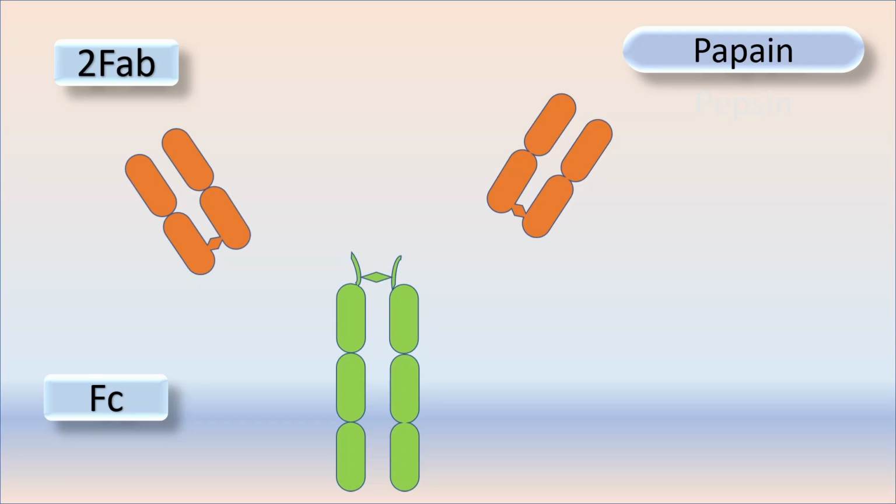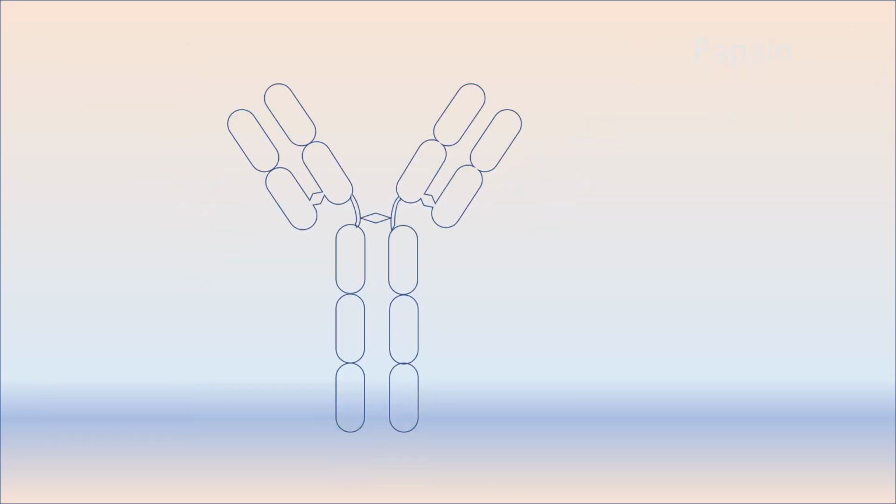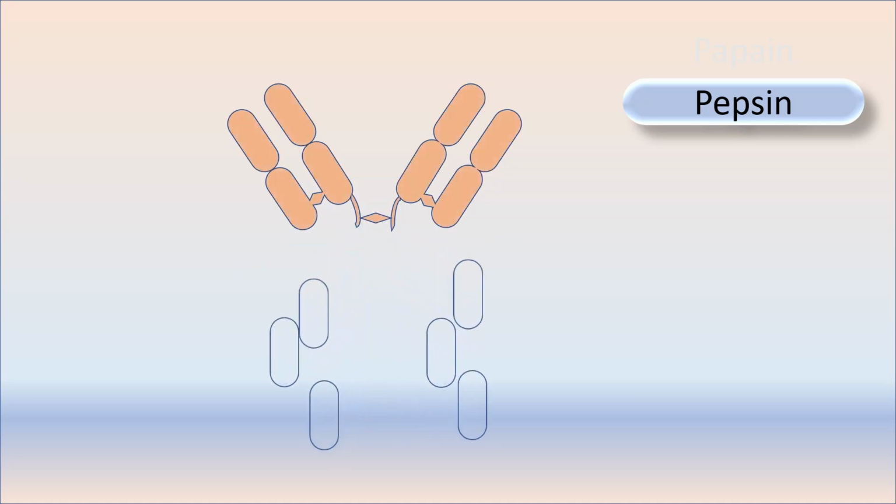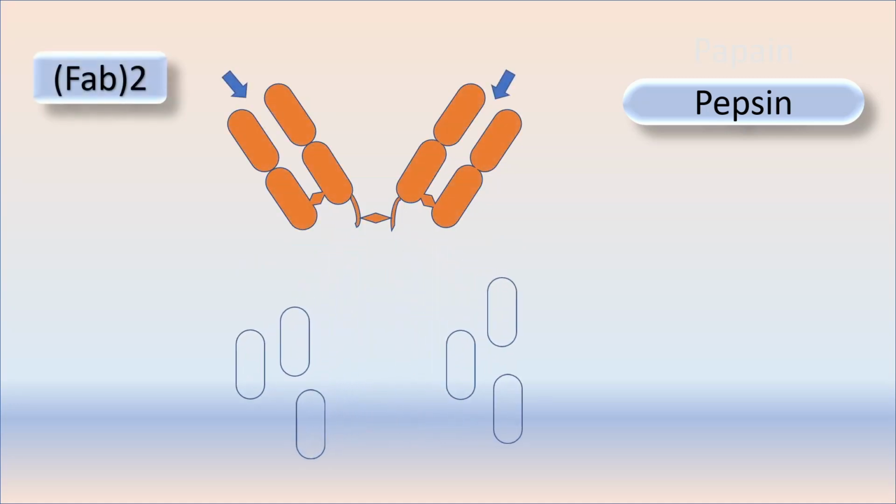But if it is treated with pepsin, it will break it after the hinge region, and the Fc part will be degraded, and it will be left with connected Fab regions. It's not going to have immunological function, but it can agglutinate antigens because these 2 antigens can be brought together or in close proximity by 2 antigen binding sites.